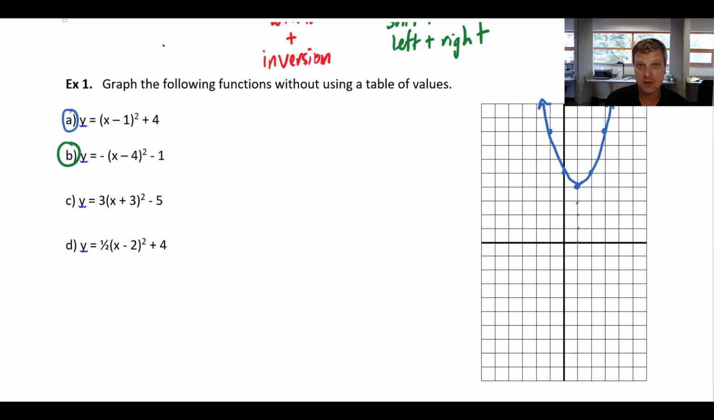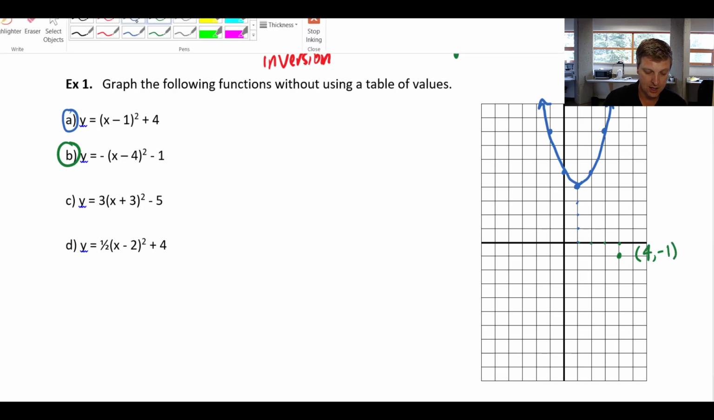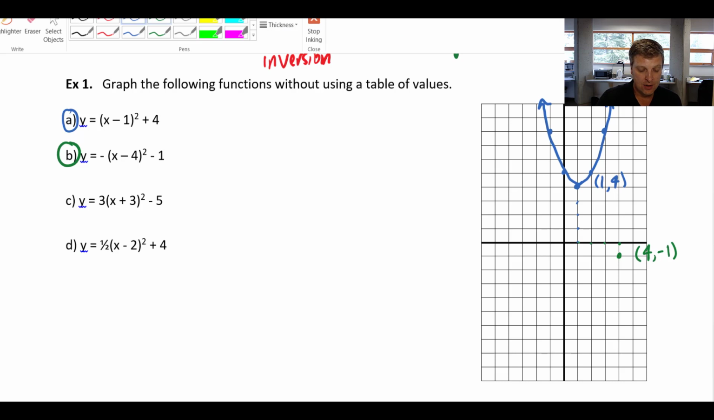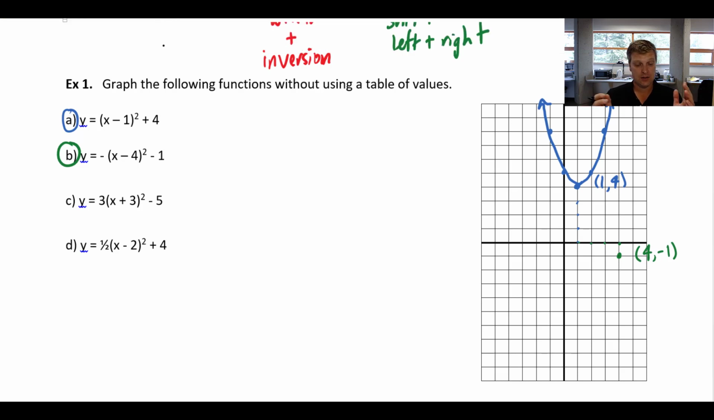We're going to locate our vertex first of all. So it's x minus 4. That means I'm shifting to the right again. So I'm shifting over 1, 2, 3, 4 spaces. And then I've got a minus 1 here on the end. That means I'm going to shift down 1 space. So my vertex is going to be located over here. In fact, I might write in my vertex location is going to be 4, negative 1. Maybe I'll write in my vertex for my other one here. That was 1, 4.